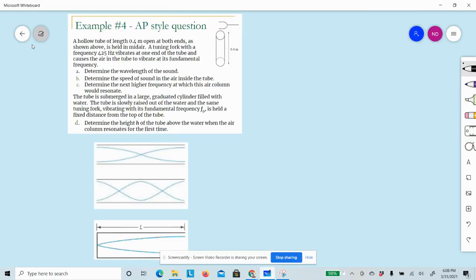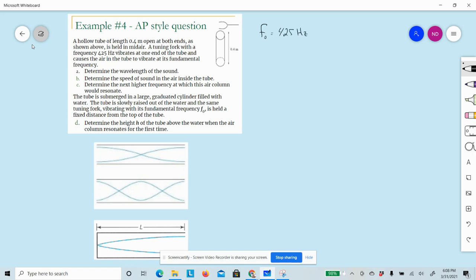All right. Here's an example of an AP style question with some wave stuff, some harmonics. A hollow tube of length 4/10 of a meter, open at both ends, shown above, held in midair. A tuning fork with this frequency vibrates at its fundamental frequency. So fundamental frequency equals 425 hertz.